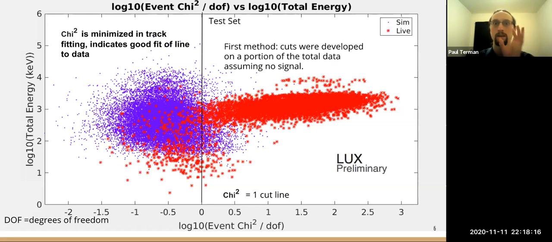We then develop a number of cuts. These are more of a traditional method. Here I show you the chi-squared. It's the goodness of fit for the track. As you can see, we can separate the live data, which we are treating as background, and the simulated data, which we are treating as signal. But that's not why you guys are here.